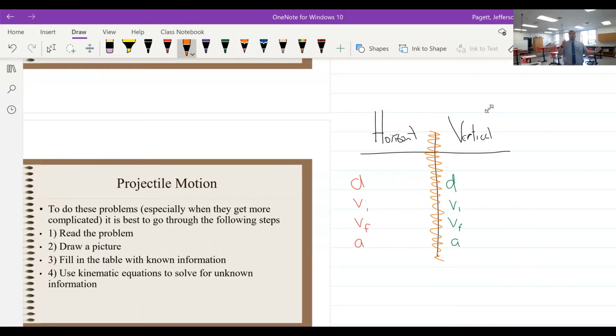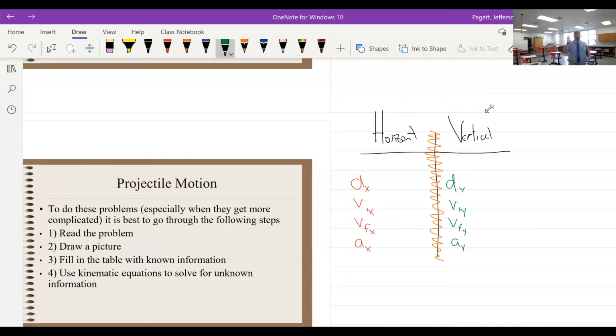And so to help me keep them independent of each other, I like to put subscripts on my variables. And so instead of just having D horizontal, I'll write that as a dx. So the distance in the x direction, the initial velocity in the x direction, the final velocity in the x direction, and the acceleration in the x direction. The distance in the y, the initial velocity in the y, the final velocity in the y, and the acceleration in the y.